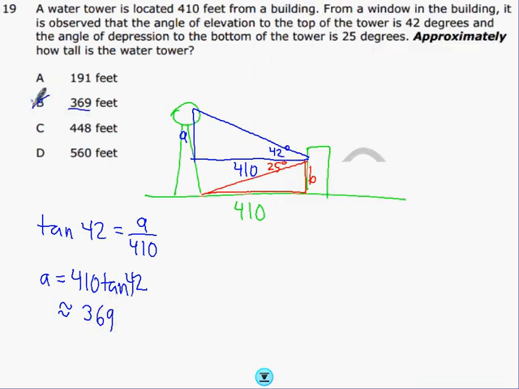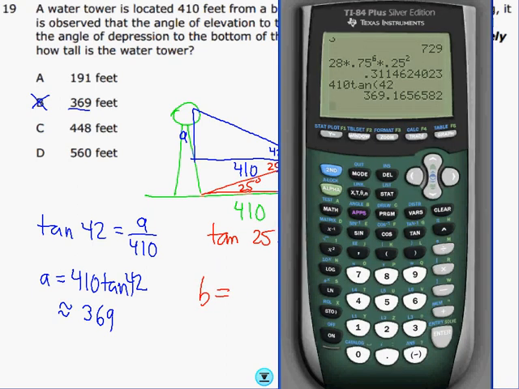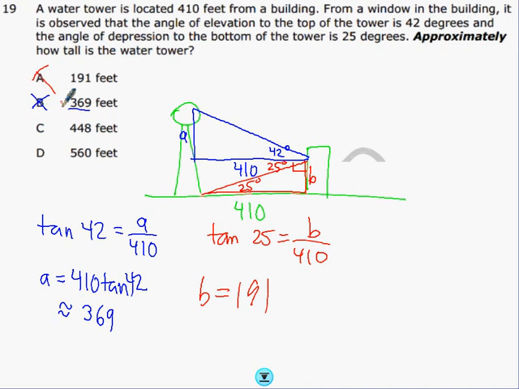So we think it's B, but no, it's not. We've got to add the bottom part. So we use red. Again, let's see. This is 25. This is not inside our triangle. So we can either say this is 25 degrees because they're alternate interior angles, or we could say this guy right here is 65 because they add up to 90. I'm going to go with the 25 down here. So the tangent of 25 equals the opposite side over the adjacent side, and B is 410 tangent 25. 191 feet. Add these two together, and you get 560.